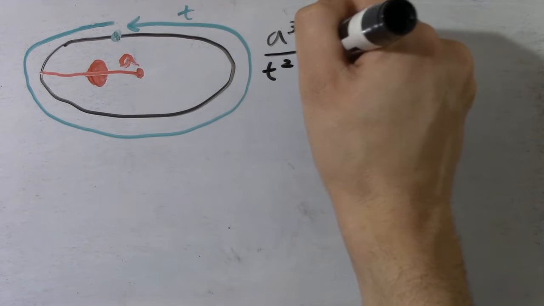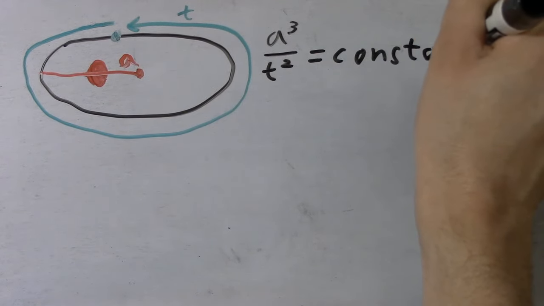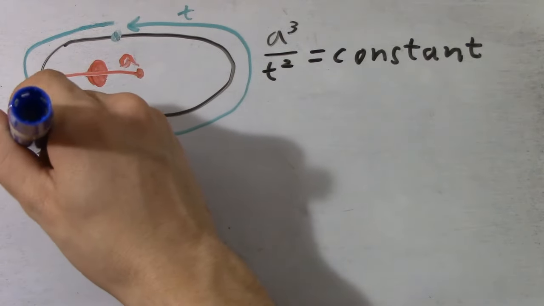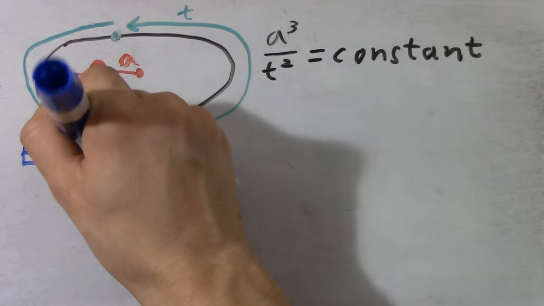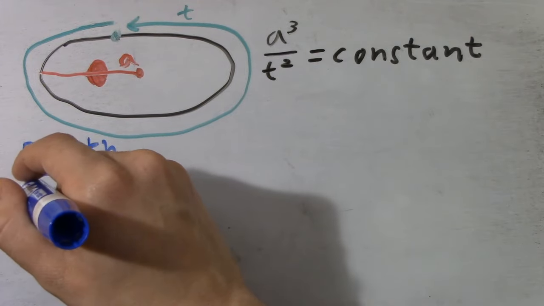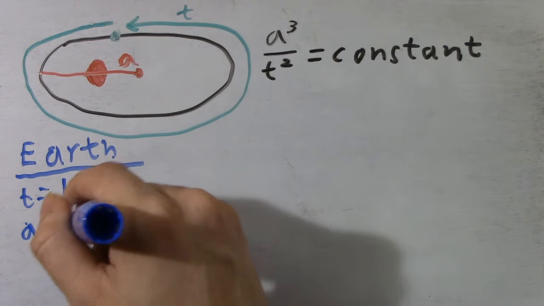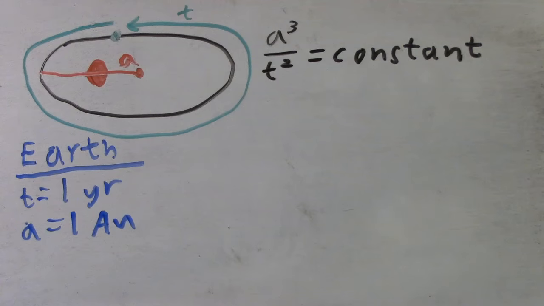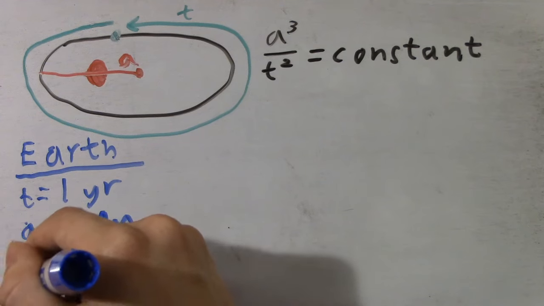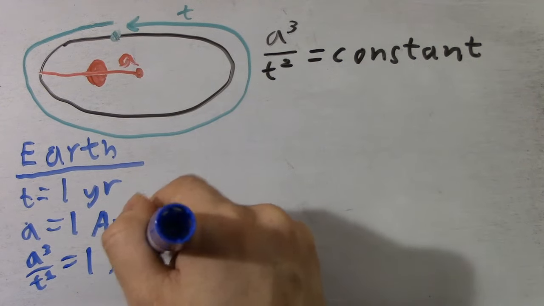This means that if we find the ratio for one planet anywhere in the universe, the ratio will be the same for all planets. We can check this with a couple of planets in our solar system. Starting with Earth, the length of our orbital period is, by definition, 1 year. Similarly, the length of our semi-major axis is, also by definition, 1 astronomical unit. If we divide the cube of our semi-major axis by the square of our orbital period, we get a ratio of 1 astronomical unit cubed per year squared.